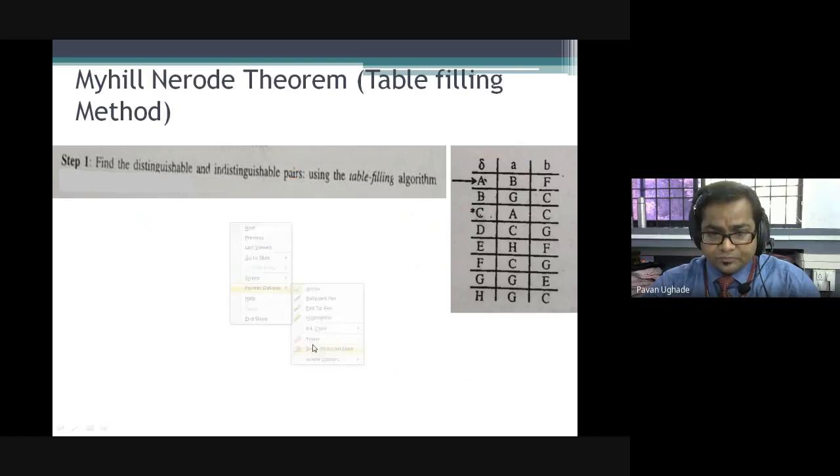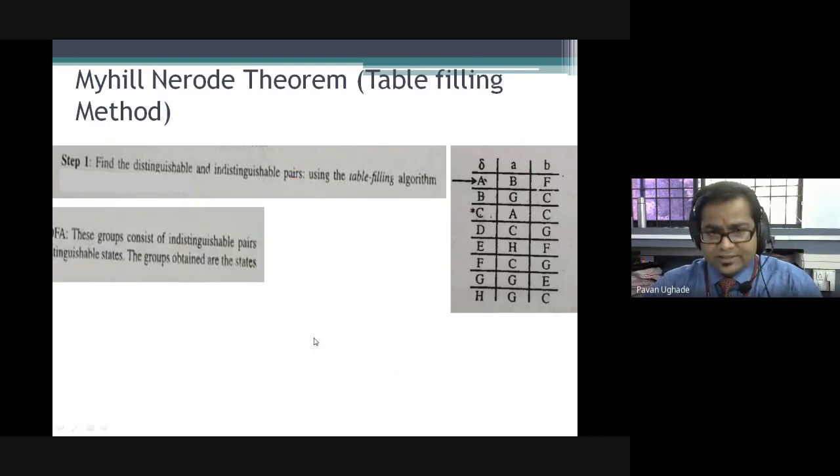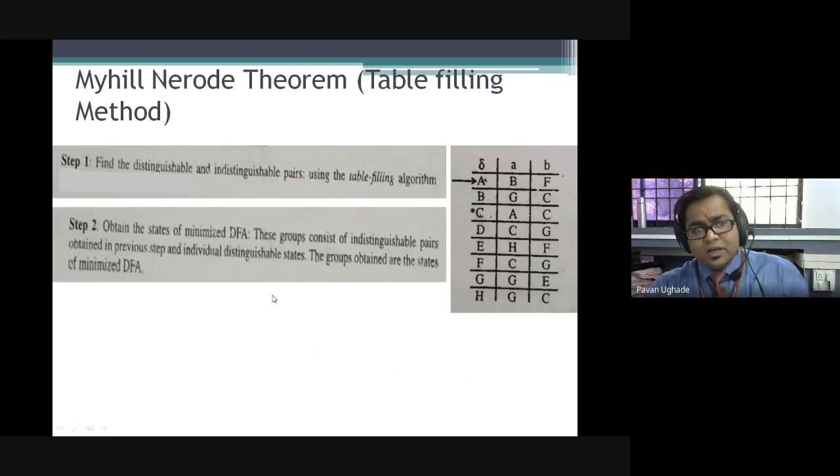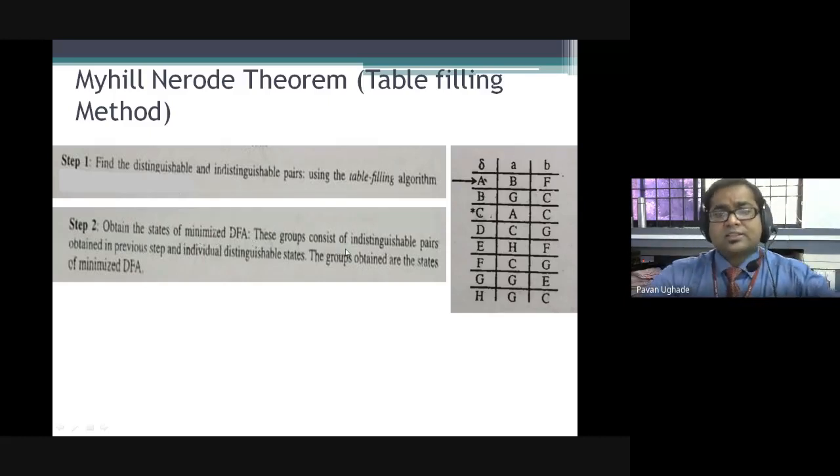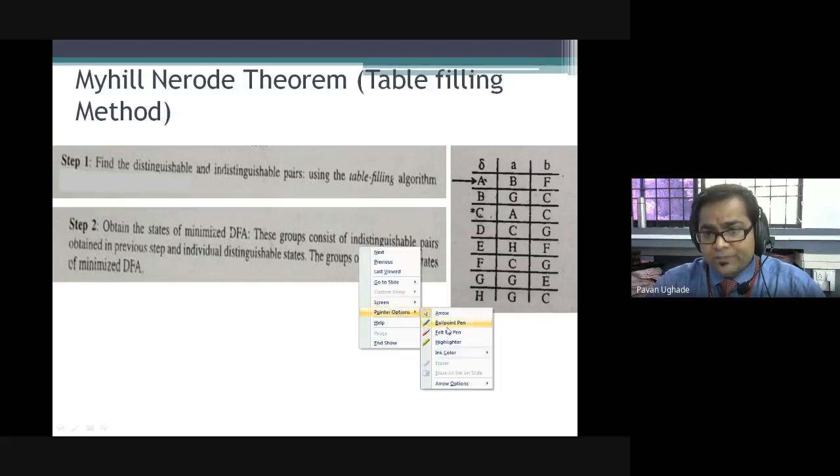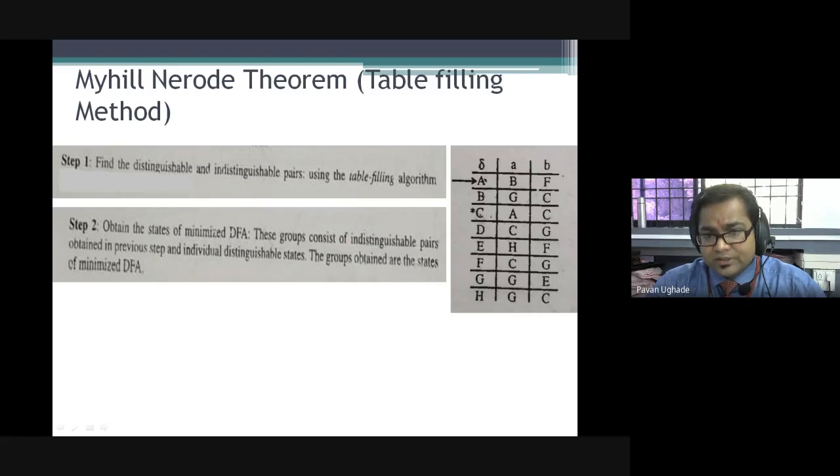Let us take up the second step. In the second step, we will be starting to get the minimized DFM. Actually, this is a group consisting of indistinguishable pairs obtained in previous states. In step 1, we will be finding indistinguishable and distinguishable states. Here I am targeting only the indistinguishable states. That's what I said right now.